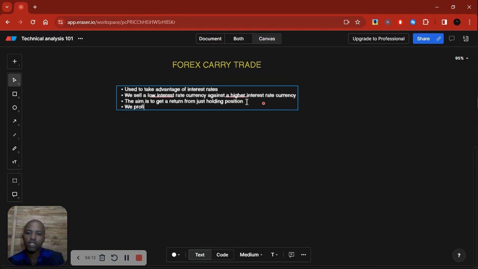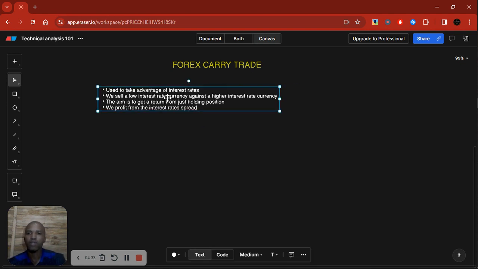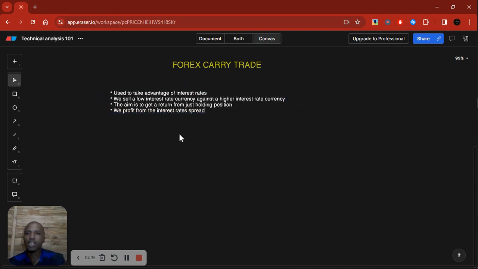we profit from the interest rate spread. So we profit from the interest rate spread, right? So essentially, interest rate spread means the difference between two interest rates. That is what an interest rate spread is, right? So this is essentially what a Forex carry trade is, right?